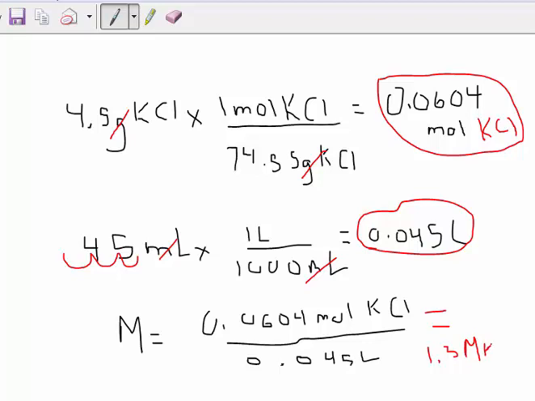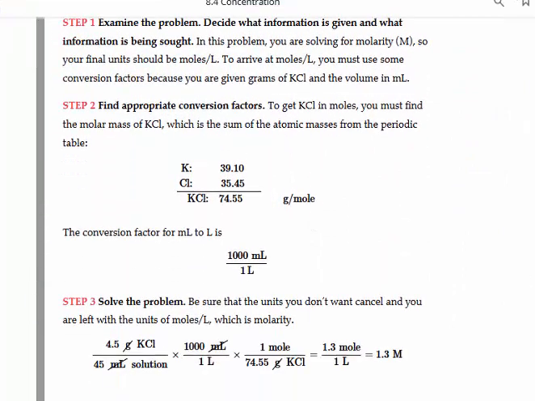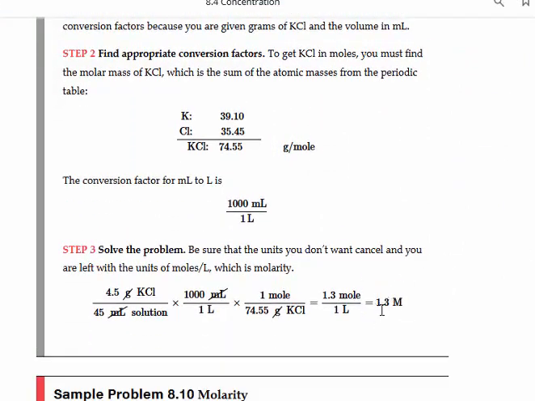Now, we can express molarity as this capital M, and we can also write moles of KCl per liter. So those are the 2 ways we can express molarity. So we look at the answer in the textbook. We see they get the same answer. They go about their conversions in a slightly different way, but we end up with the same answer.